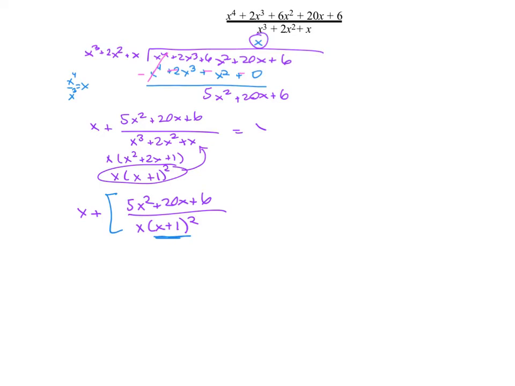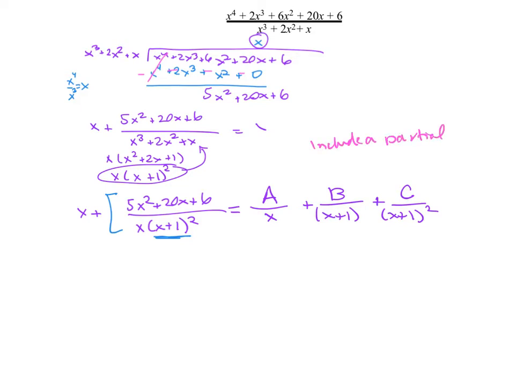So we're going to write the partial fraction decomposition of the rational expression here. And let's write it. So we write the constant a over a single x, plus b over the x plus 1, then c over the x plus 1 squared. Okay, so again, you're including a partial fraction for each power of the denominator.